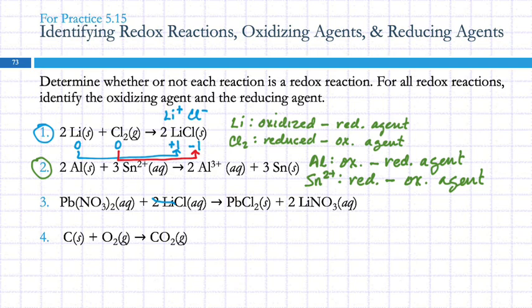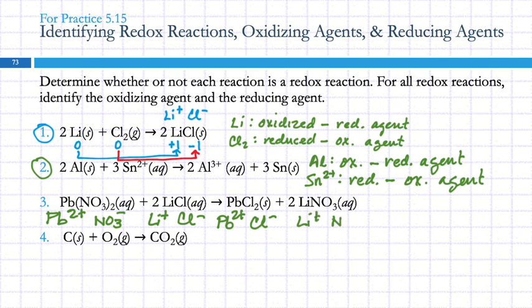Okay, number 3. Is that a redox reaction? Well, let's think about it, there's a bunch of ions in this, right? What are they? We've got lead with what charge? 2+. And then there's nitrate. And then here we've got lithium plus and chloride. And here's chloride again.